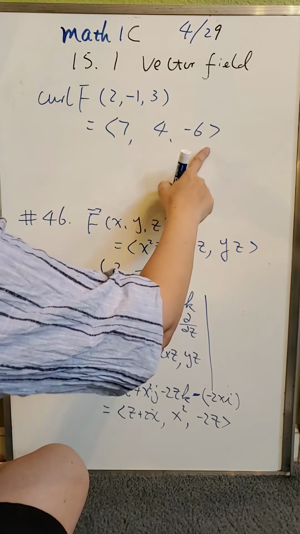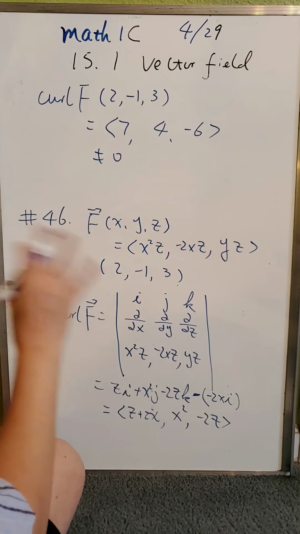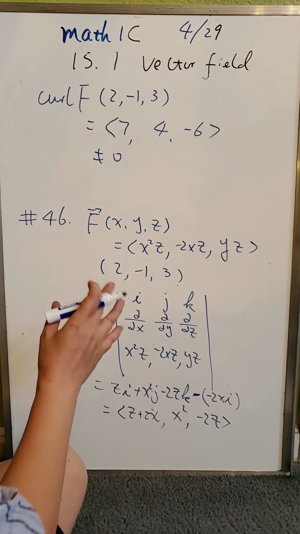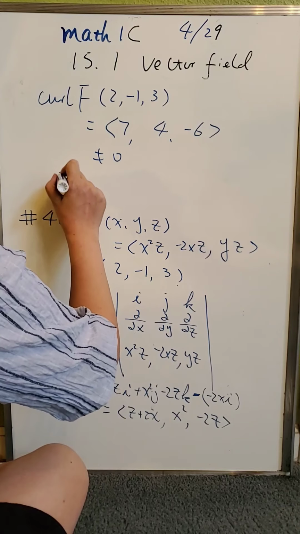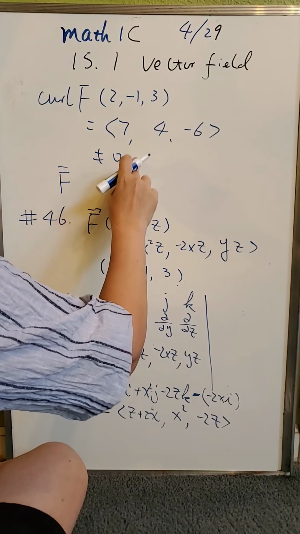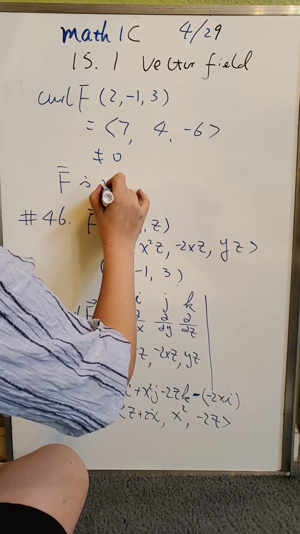Well, this is not equal to 0. Not equal to 0 means at that point it's not conservative. Because one point is not conservative, that means the whole vector field is not conservative. So there's a twisting, pushing force at these points. Therefore, this is not conservative.